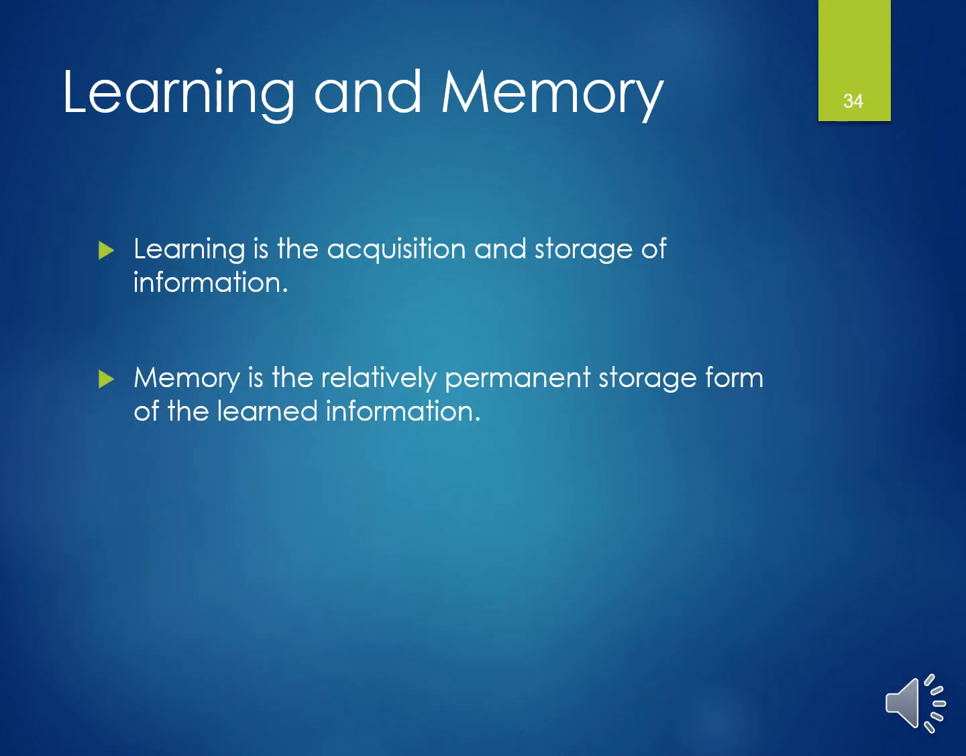So in terms of learning and memory, learning is the acquisition and storage of information. Memory is a relatively permanent form of storage of this learned information. We'll talk about the different types of memory and the different locations in which these items can be stored.